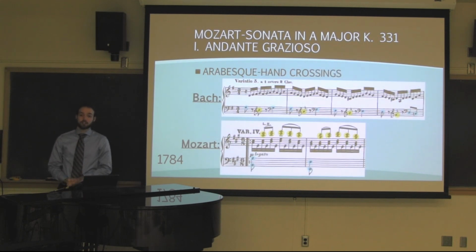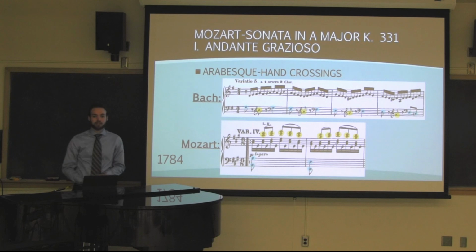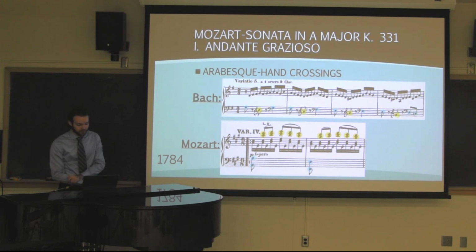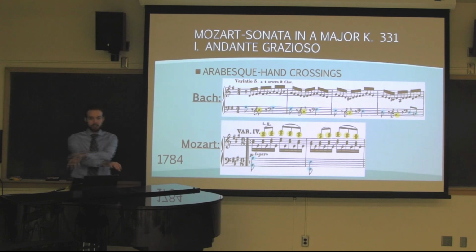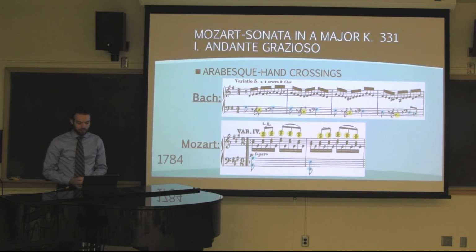The 4th variation in this Mozart example is, again, looking back to Bach, where he's using that hand crossing technique from the Goldberg arabesque variations. You can see highlighted in blue when it's the left hand in the bass, and then yellow is when it jumps over. So just like Bach in the variation 5, Mozart is doing that same technique in his 4th variation.